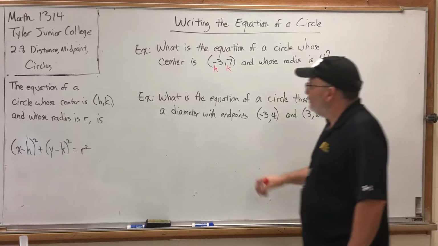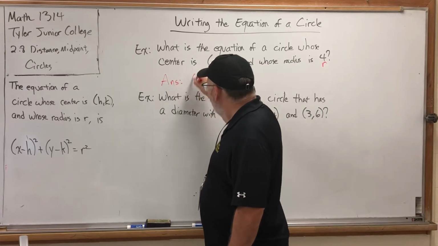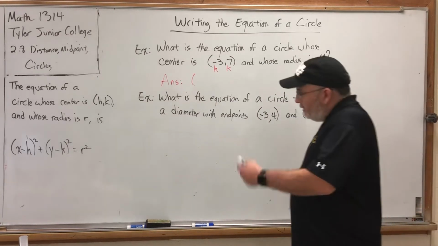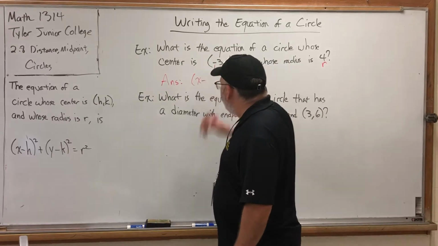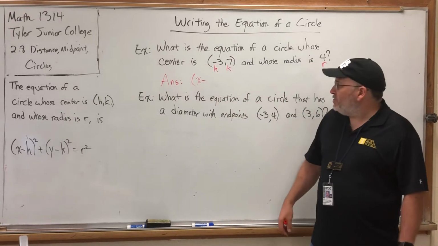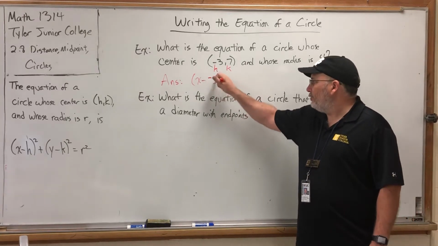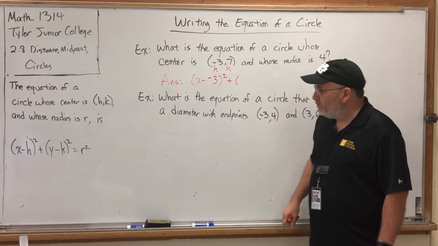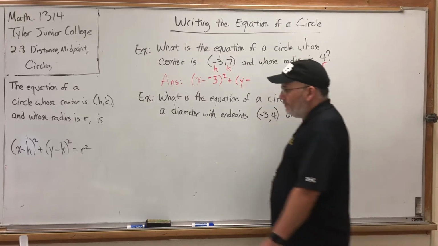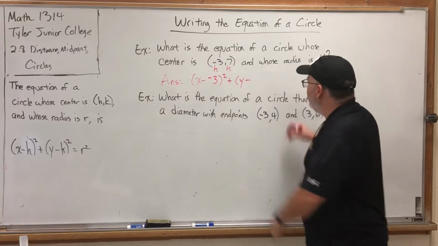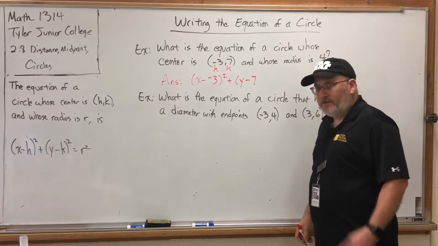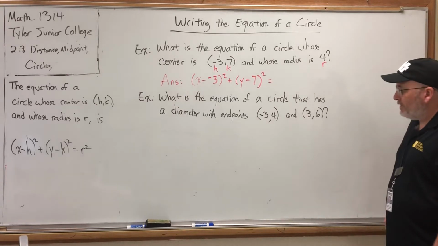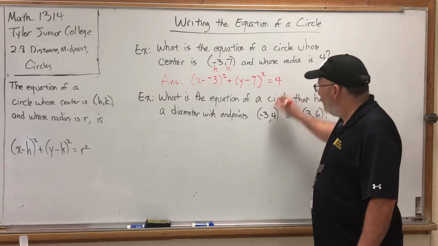Now we just have to substitute. I'm going to start writing the equation, but every time I run into an h, k, or r, I'm going to stop. Here we go. Parentheses, x minus, stop. The h is -3, so -3 goes next. Continuing, close parentheses squared, plus y minus, stop. The k goes next. The k is 7. Continuing, close parentheses squared equals stop. Next is the r, but the r is 4. And it gets squared.